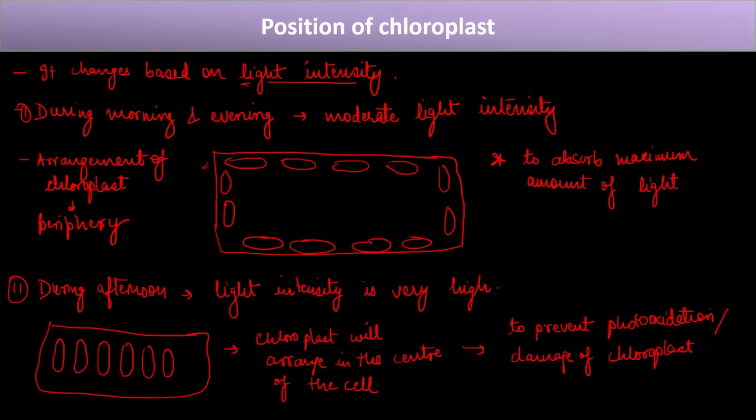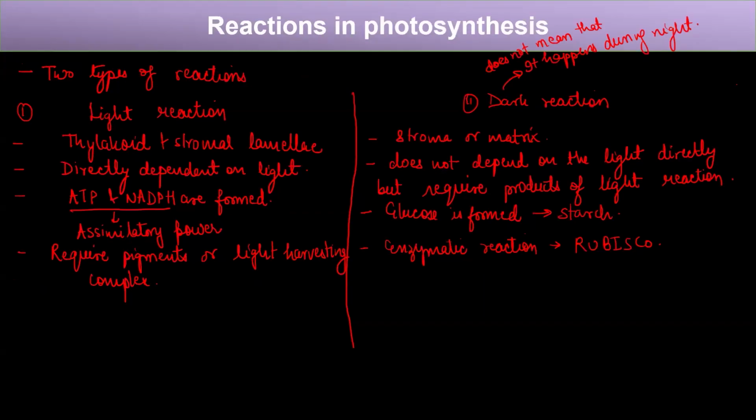When it's moderate, they will be on the periphery to ensure that they absorb the maximum amount of light. But when the light intensity is very high, they will assemble in the center so that it can prevent the photooxidation or damage of the chloroplast. Okay. Now we'll talk about the pigment.